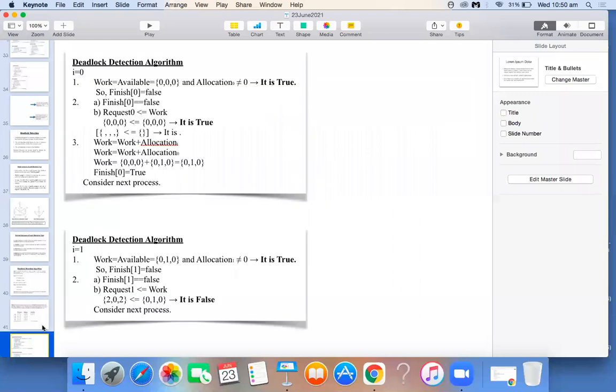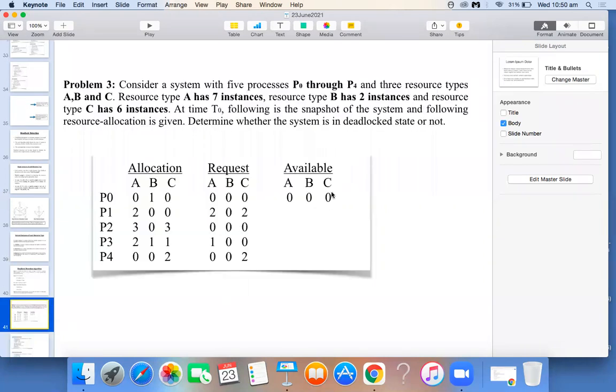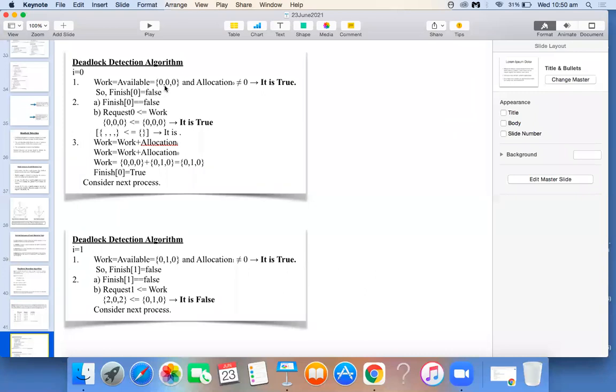So let us solve now. We are applying the deadlock detection algorithm. So I is equal to 0. The first process I am considering now. Work is equal to available. What is the available value? Please respond. Is the slide visible to you? 0, 0, 0. Correct. So apply that here: work is equal to available is equal to 0, 0, 0.